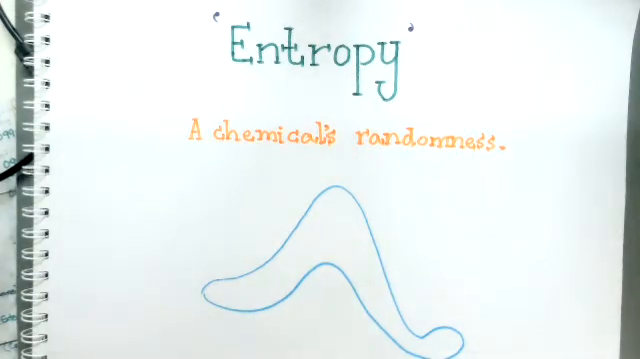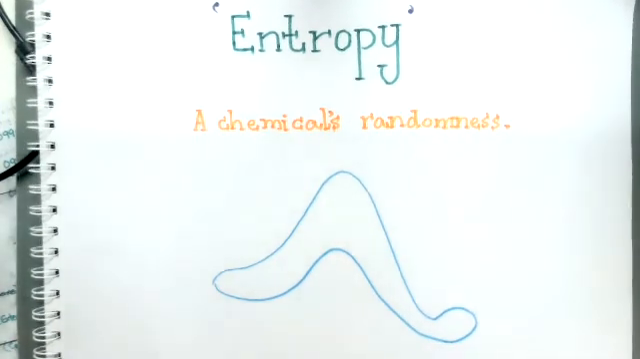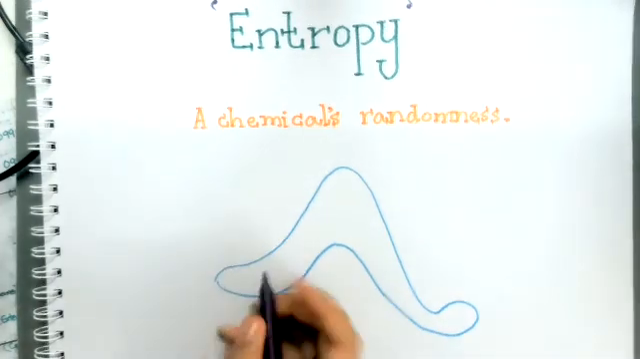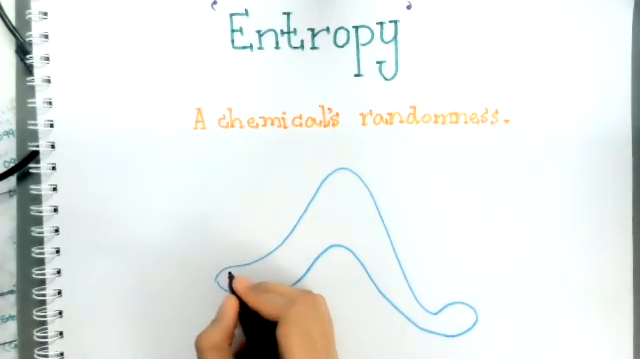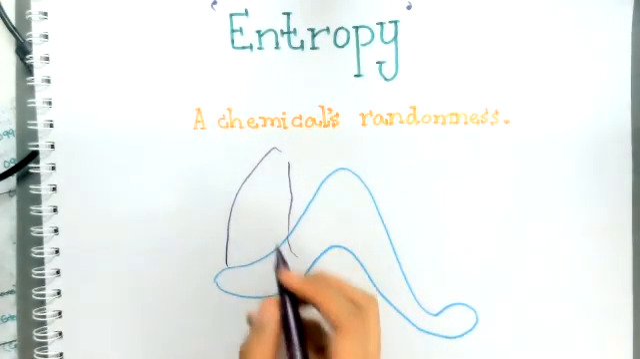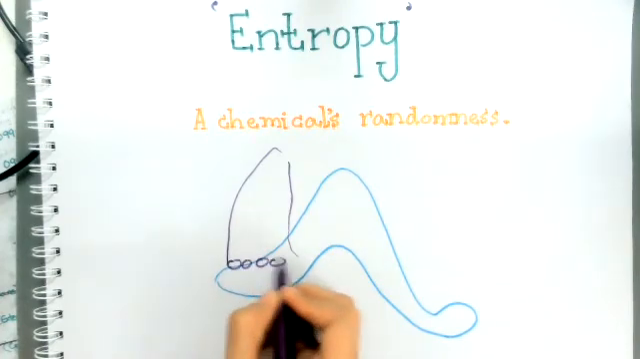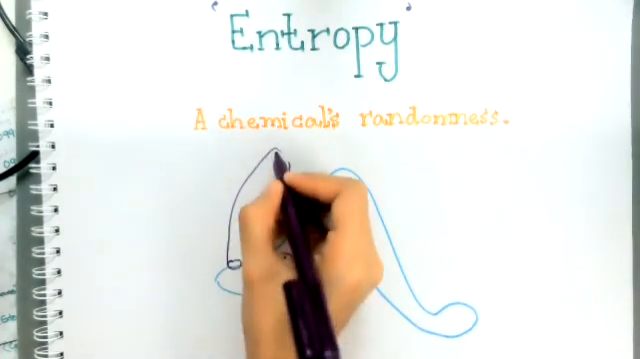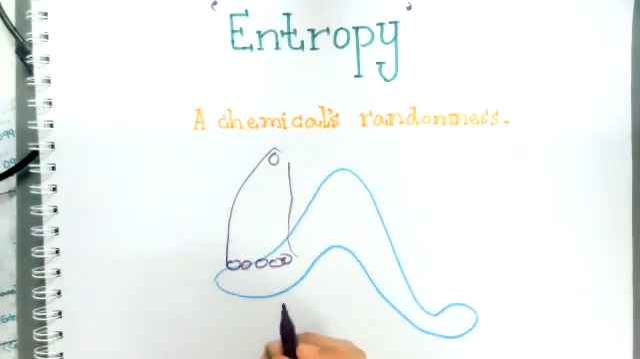Entropy is a more difficult concept to grasp. It's a chemical's randomness, and that's kind of confusing, so I'll try to help you understand. Think of a giant pile of golf balls. I'm not drawing all of them, so there's a stack of golf balls, all stacked up in an ordered fashion. Because they're ordered, they have low entropy.